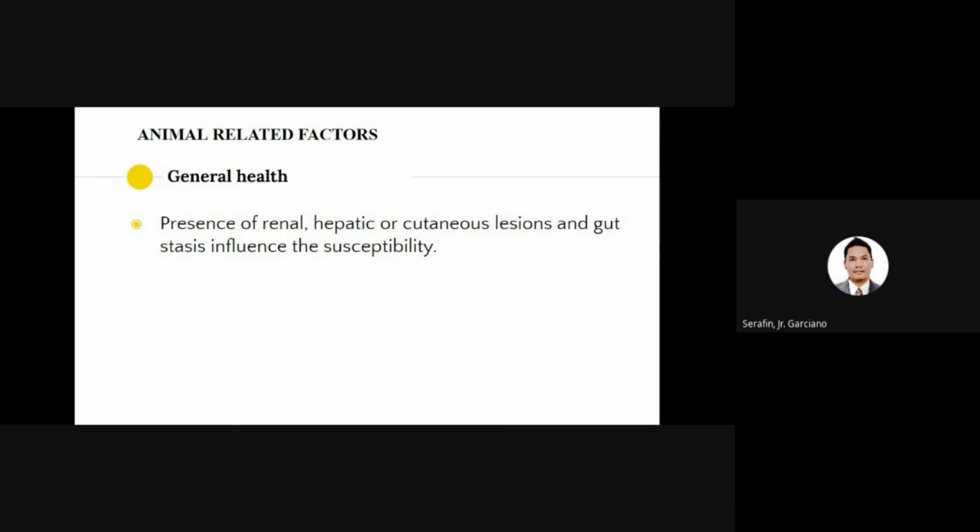And of course, in general health, the presence of renal, hepatic, or cutaneous lesions and gut stasis influence the susceptibility to toxicosis. Just like here in hepatic, as we all know, the liver plays a role in detoxification, and also the renal system or kidney plays a role in excretion of the toxic agents, and also cutaneous lesions. So the general health plays a major factor also.